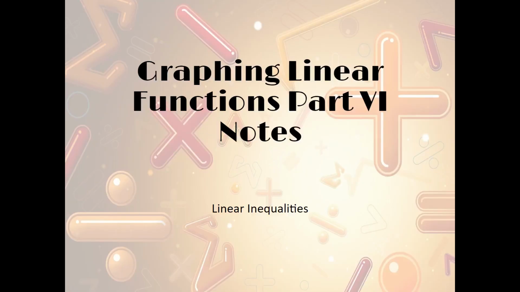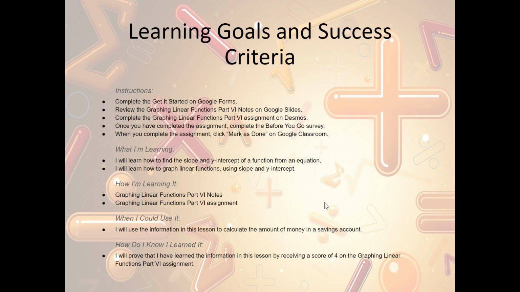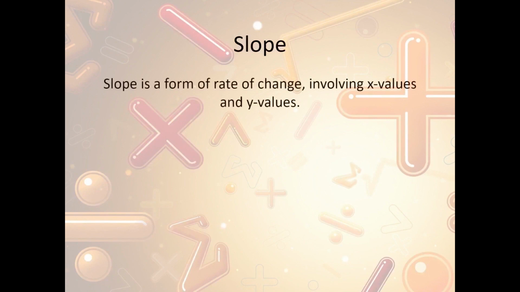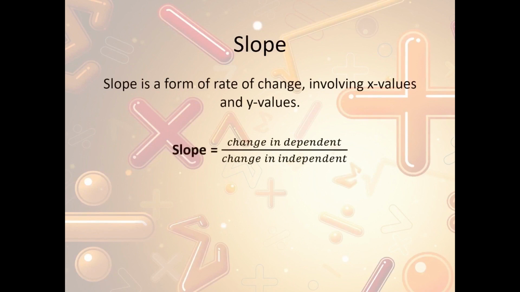Let's take a look now at the Graphing Linear Functions Part 6 notes. The notes begin with the learning goals and success criteria. Now let's talk about slope. What is slope? Slope is a rate of change involving x values and y values. Slope is known as the change in the dependent variable over the change in the independent variable. Now what does that really mean? That really means that slope is the change in the y values over the change in the x values. So it's always y over x.